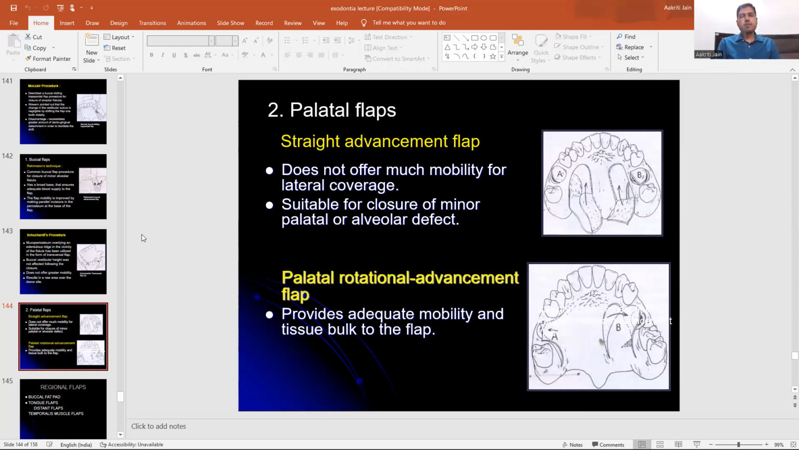Now the palatal flaps. As you can see in the diagrams, the straight advancement flap does not offer mobility for lateral coverage suitable for closure of a minor palatal or alveolar defect. The palatal rotational advancement flap provides adequate mobility and tissue bulk to the flap.